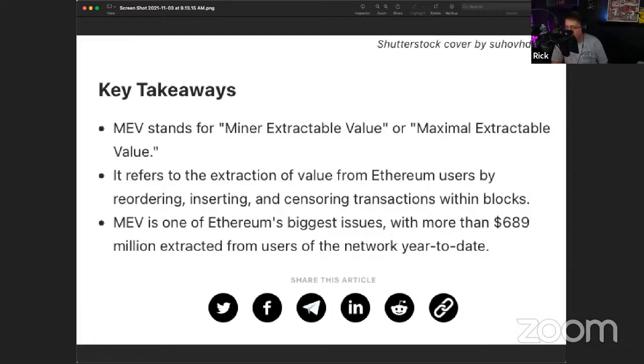And the third point, MEV is one of Ethereum's biggest issues, with more than 689 million extracted from users of the network year to date. So MEV can, to some people, look advantageous.